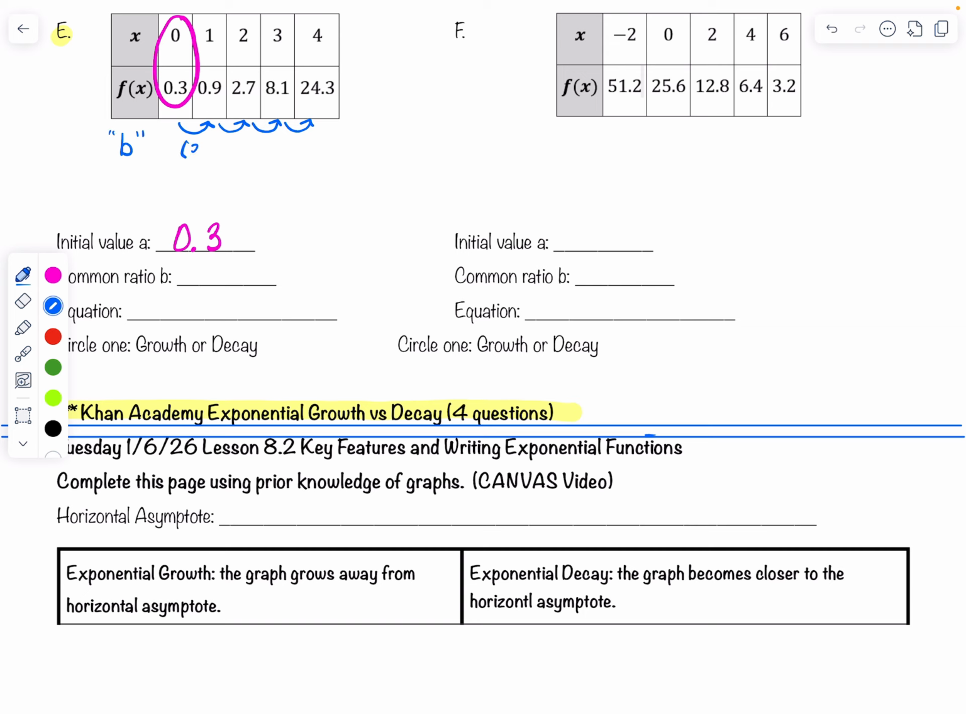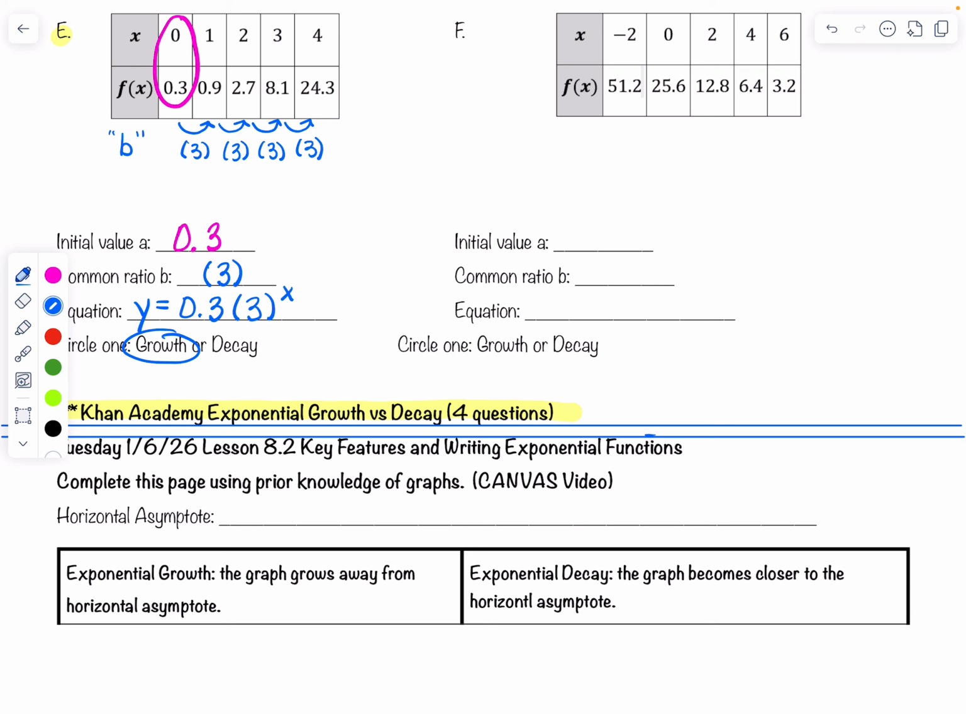0.3 times 3 would make 0.9. 0.9 times 3 makes 2.7. And every time we're just multiplying by 3. So what's our multiplier? What's our common ratio? 3. So we know that this one's a growth. So y equals 3/10 times 3 to the power of x.